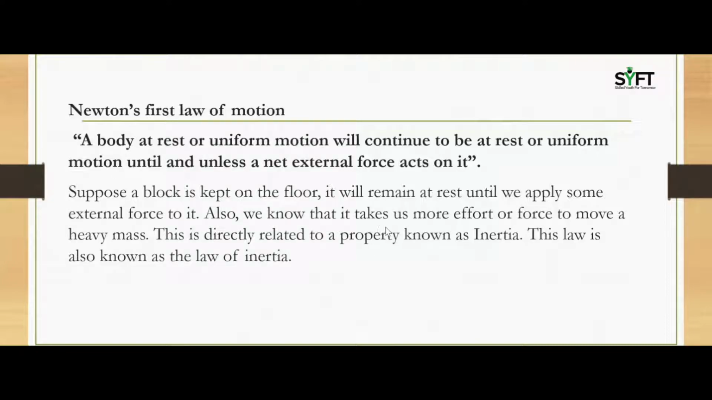Also, we know that it takes more effort or force to move a heavy mass. This is directly related to a property known as inertia. This law is also known as the law of inertia. So, putting Newton's first law in simple words, a body will not start moving until and unless an external force acts on it. Once it is set in motion, it won't stop or change its velocity until and unless some force acts upon it once more. So, this is basically your first law of motion.